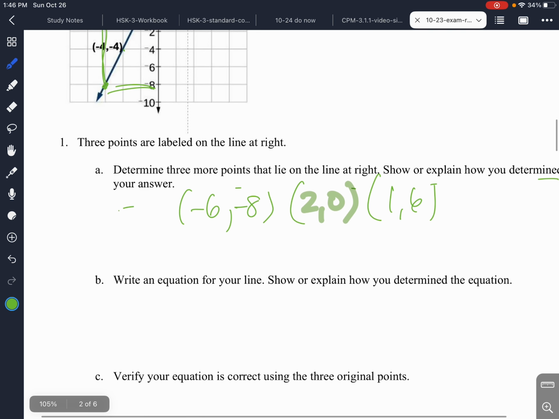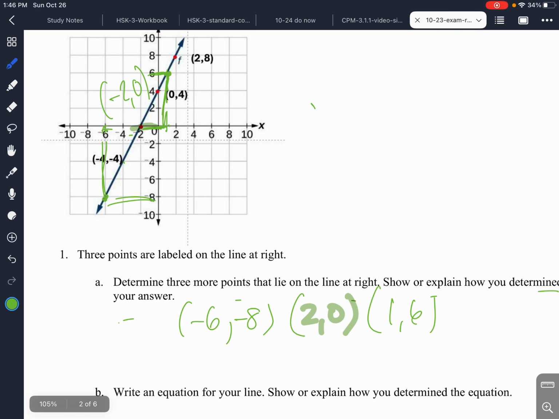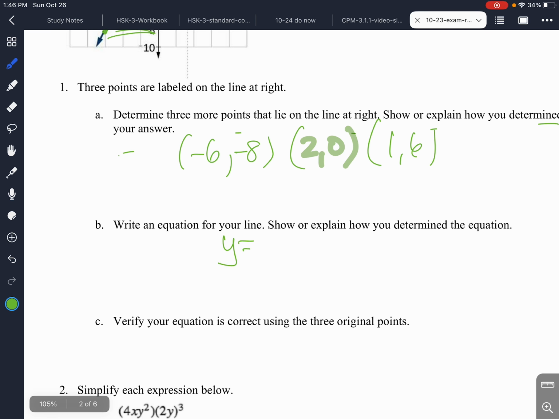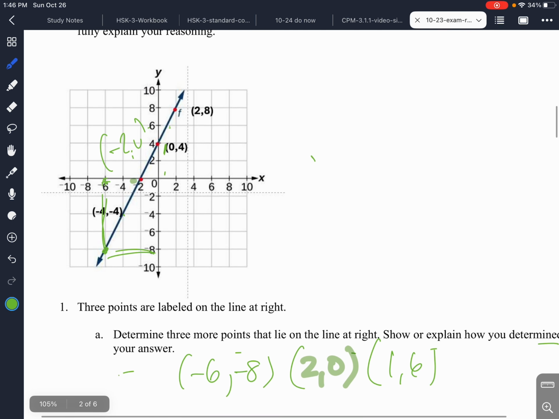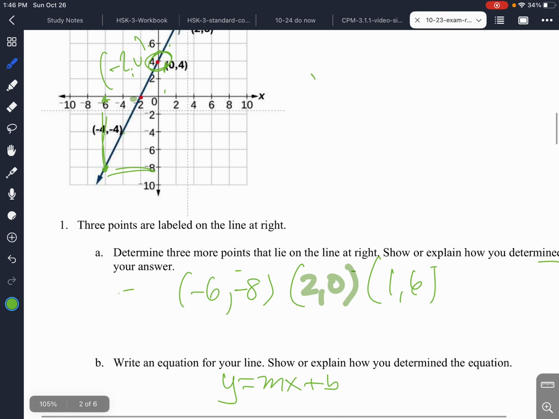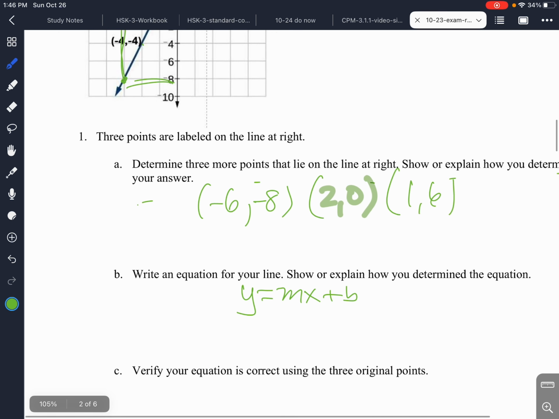All right, next was write your equation for the line. You could have done this 2 ways. I'll do it the easiest way. You just find the slope, right? So I gave you 2 points. Let's write the equation. Y equals slope times x plus the y-intercept. Well, this is the y-intercept. When x is 0, y is 4. So I know this is slope times x plus the y-intercept. Now all I need is the slope.